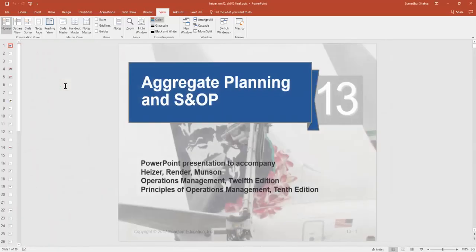We'll be covering aggregate planning, chapter 13 from the 12th edition of Operations Management by Heizer and Munson. In this chapter, we will be looking at how to do the planning such that we can match all the demand with the capacity planning and so on. Now, this is still at the aggregate level.